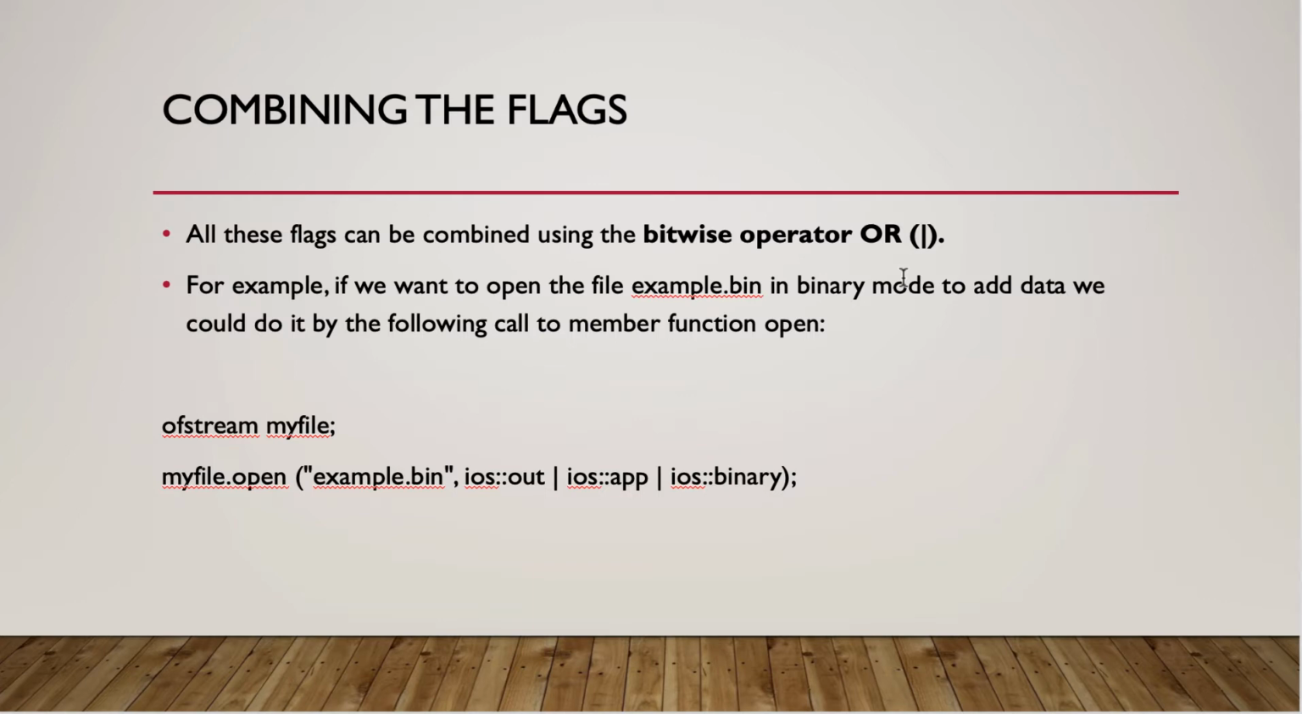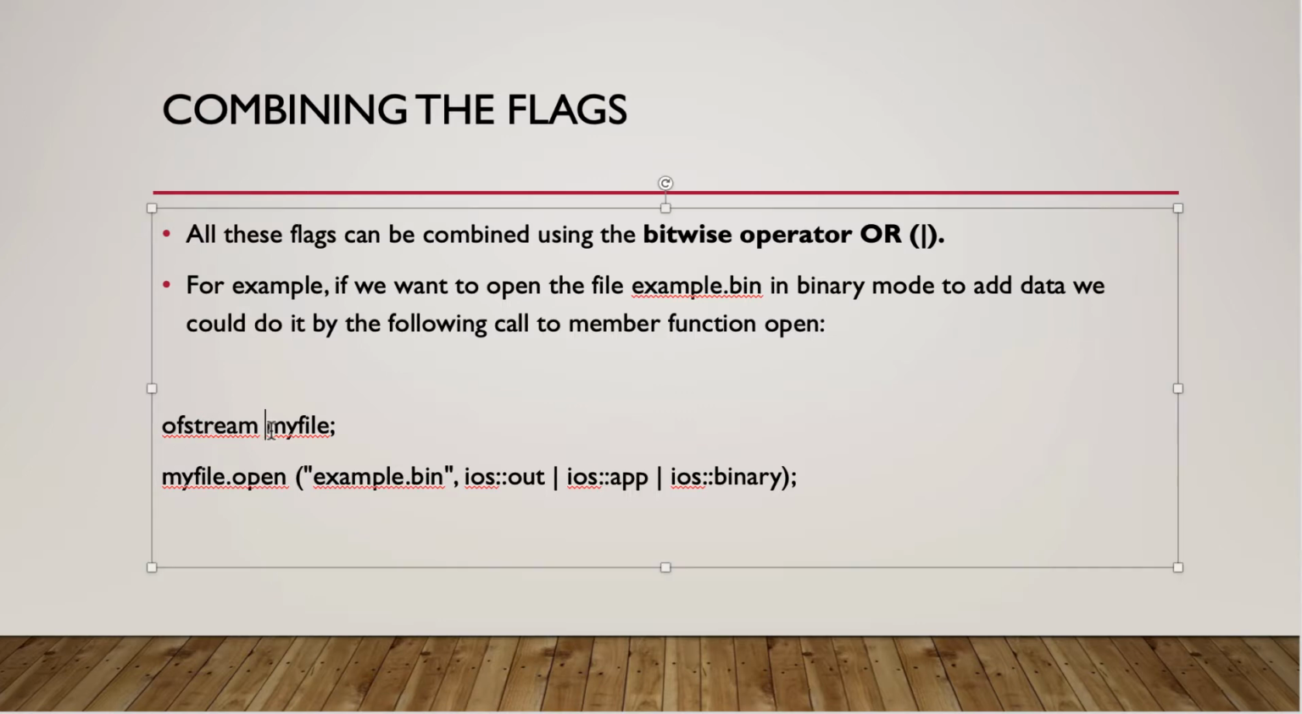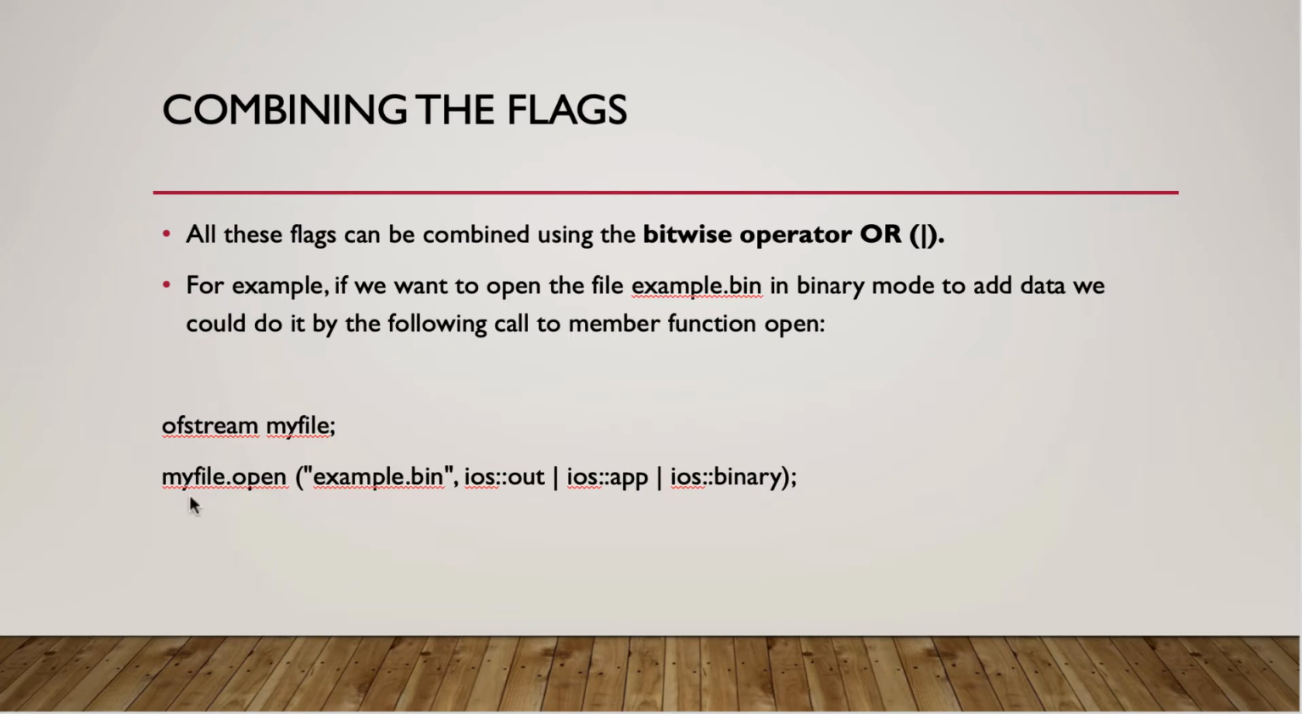For example, if we want to open a file, in this case we call it example.bin, which is a binary file, in binary mode, to add data to the end of it, we could do it this way. So create myfile as a stream. Remember, you always need to have this stream created if you're working with files. And then say myfile.open. As we said, the name of the file is going to come first. Remember, the name of the file is going to be a string, and that's why you put it inside the quotations. And then from the ios namespace, just call out, which means this is going to be an output.